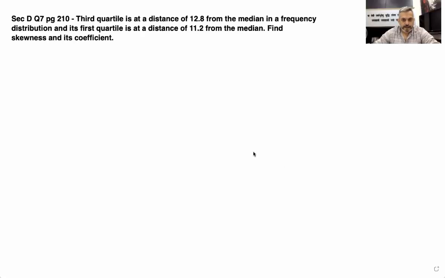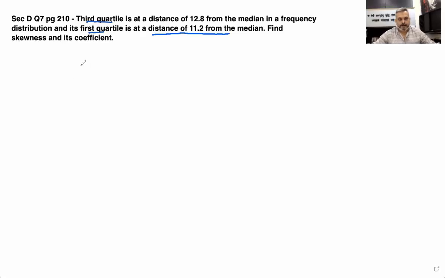So section D, question number 7, page number 210. Third quartile is at a distance of 12.8 from the median in a frequency distribution, and its first quartile is at a distance of 11.2 from the median. Find skewness and its coefficient.